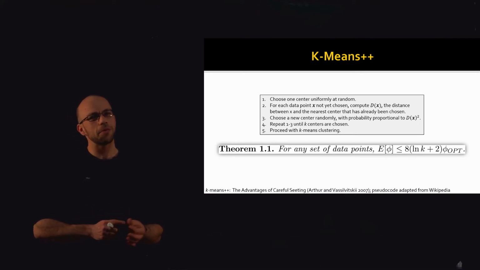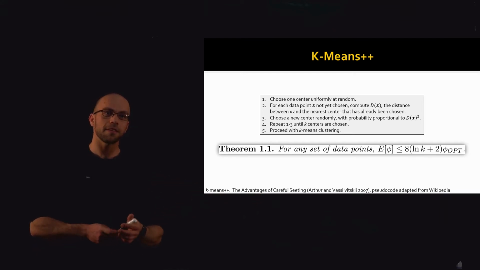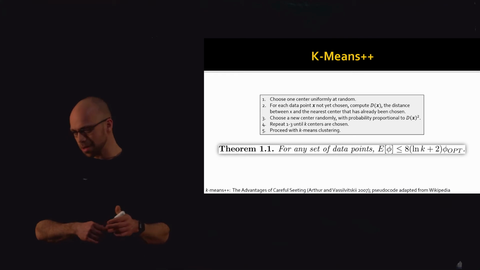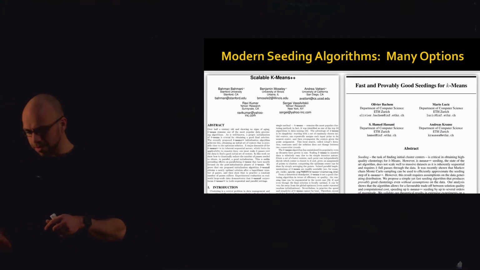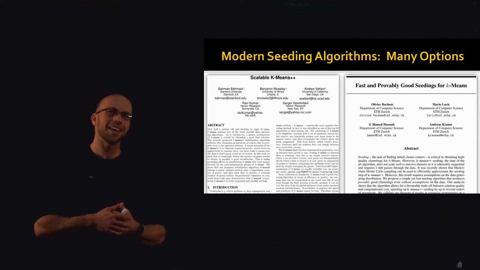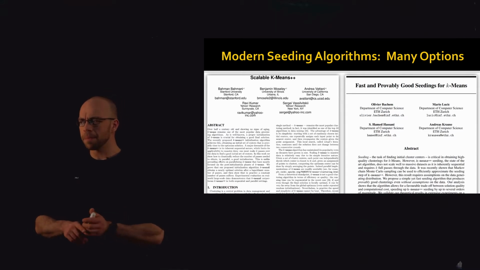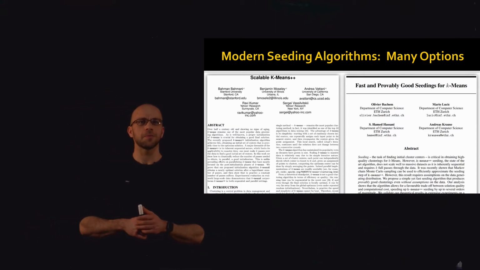But at least you're within a log factor. And remember that k is small, so really this log factor is not so humongous. Now, there are many other options that have appeared since then, and essentially they try to do one of two things: either improve the constant of the k-means++ initializer, which I think is actually quite hard to do, or make k-means++ more efficient.